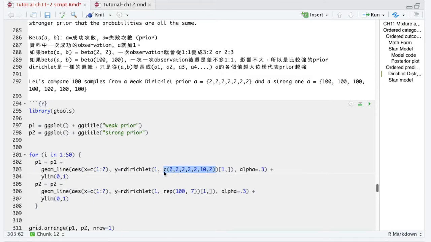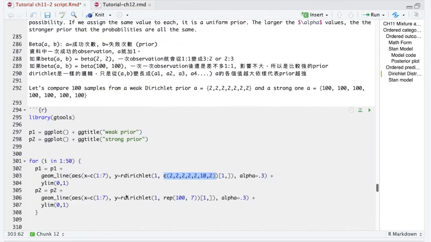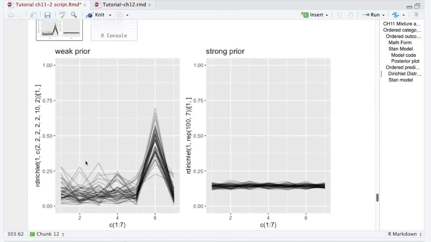So for this one, the output is like this. We have low confidence on levels 1, 2, 3, 4, 5, but we have high confidence on level 6, so I put a 10 here. But for level 7, I again have low confidence, so it's another 2 here. So the result will be like this.